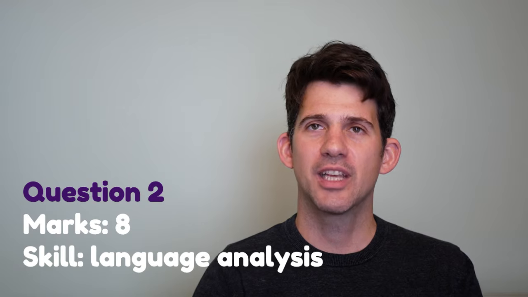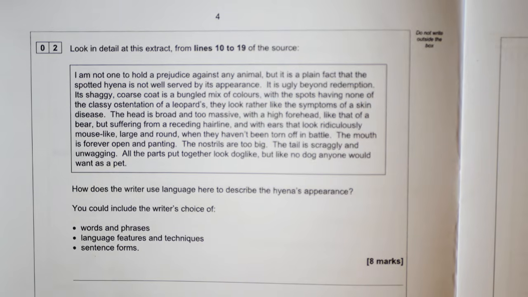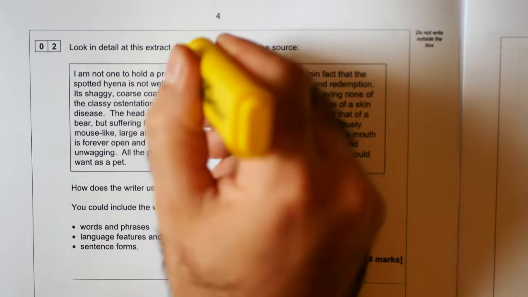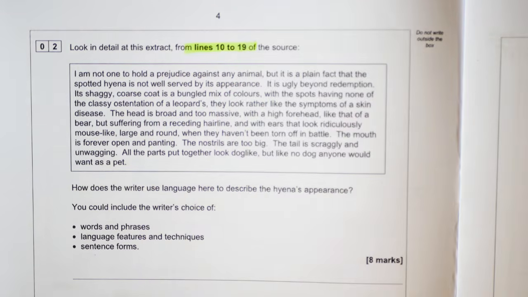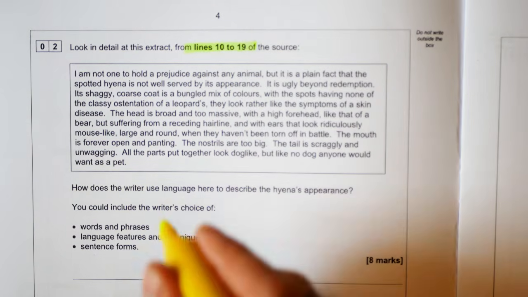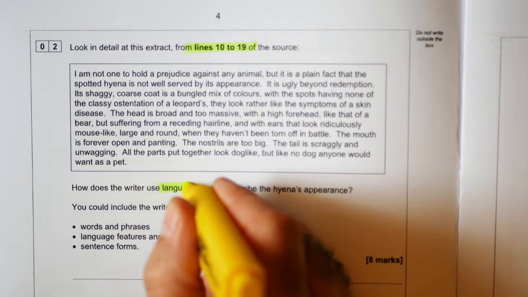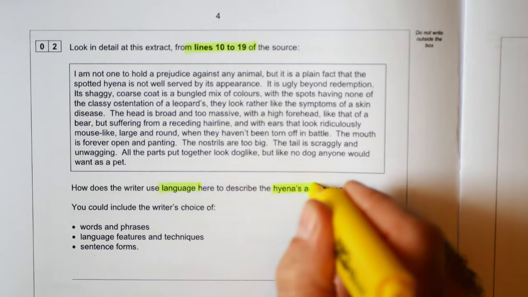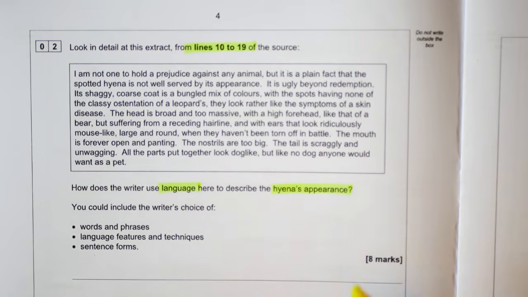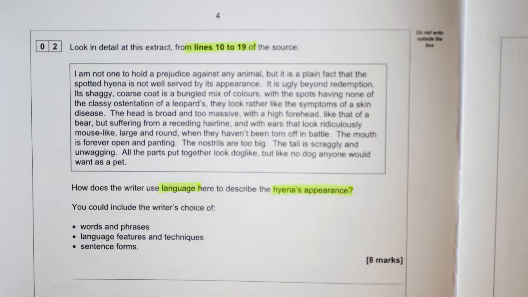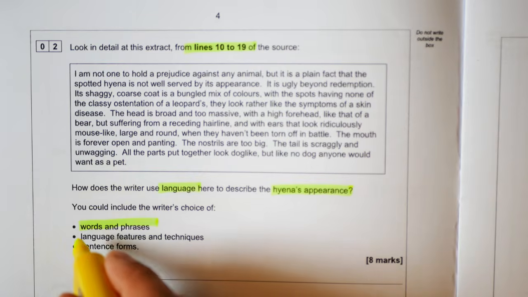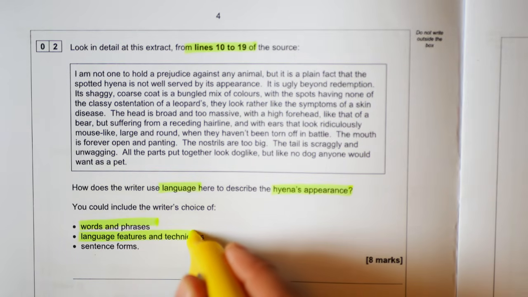Let's take a look at the question in the sample paper. You're directed to a particular set of lines, but don't worry too much because they provide the exact lines on the exam paper itself. Beneath the extract is your question. In this case, how does the writer use language here to describe the hyena's appearance? The key words here are language and hyena's appearance, which you should highlight to remind yourself to refer back to it in your response. Beneath this, there are some bullet points recommending what to look for. You could include the writer's choice of words and phrases, language features and techniques, and sentence forms.